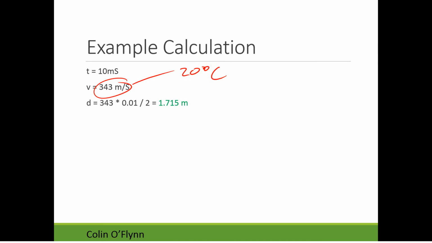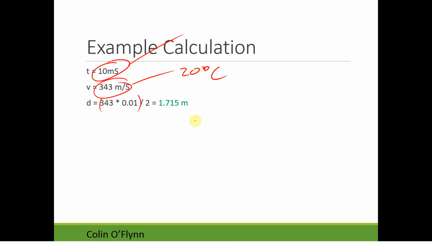So taking an object that's some distance away, with a 10 millisecond time delay between start and receive, you can ask how far away that object was. Doing this equation here, you end up with 1.715 meters to the obstacle.